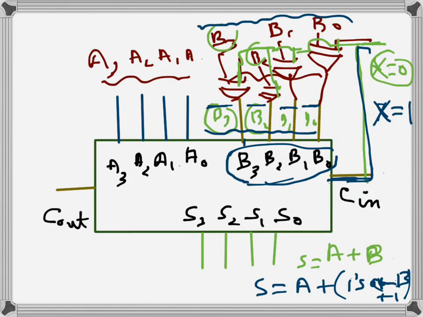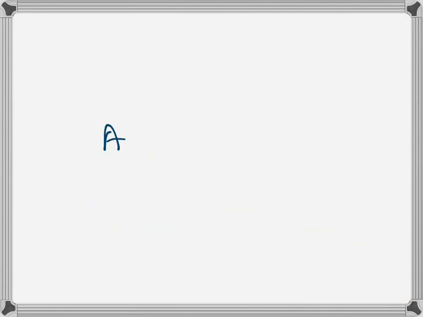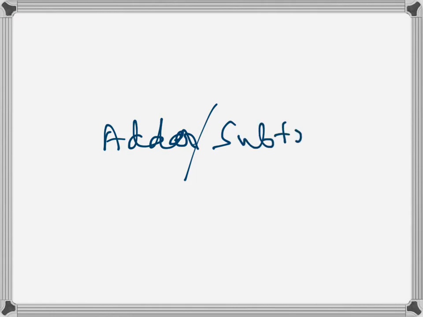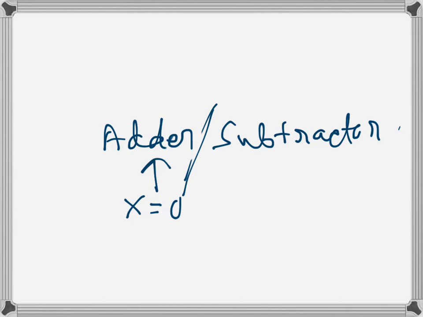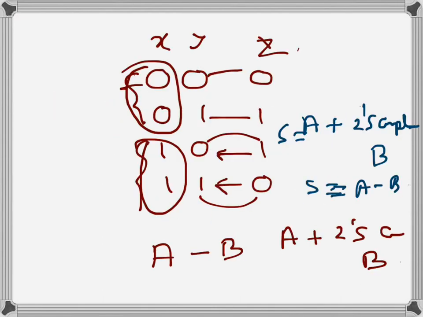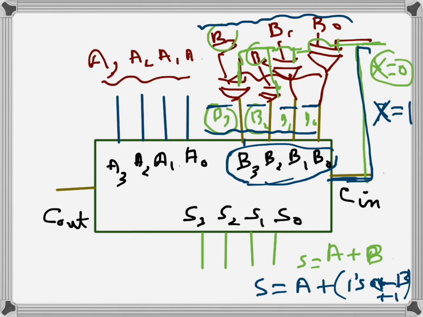So this is how we can design this 4-bit adder to act as an adder or subtractor, 4-bit adder or subtractor. So like that, adder or subtractor. So when our X, the control input, is 0, this is acting as an adder, and when X is equal to 1, this is acting as a subtractor, like that. So yeah.